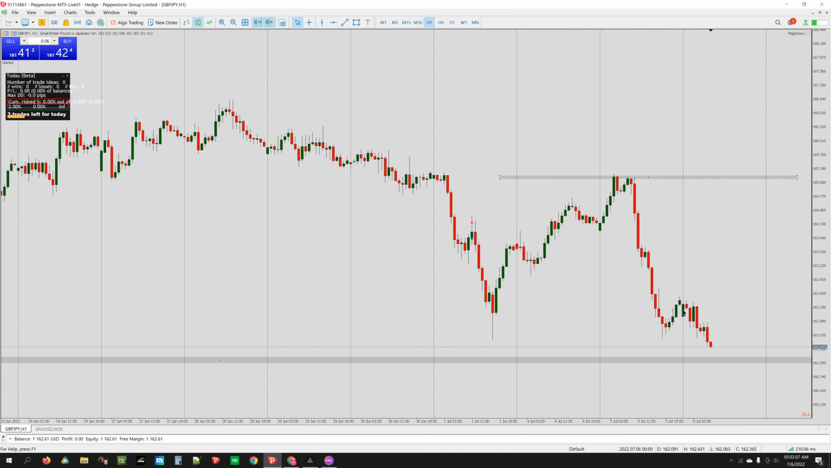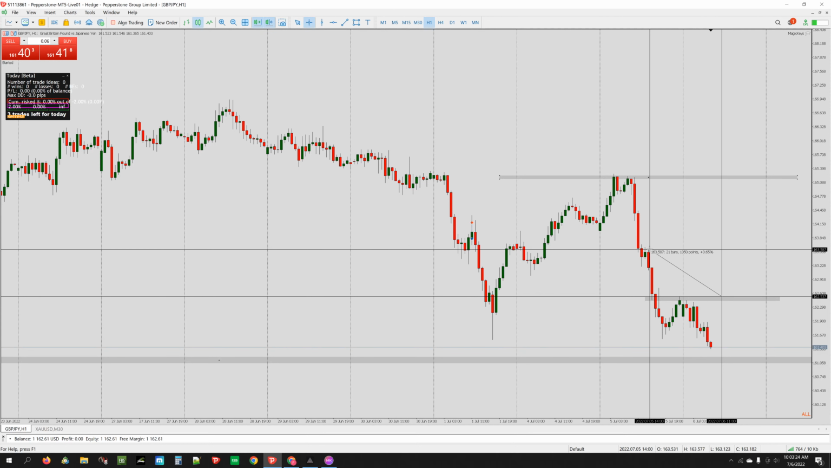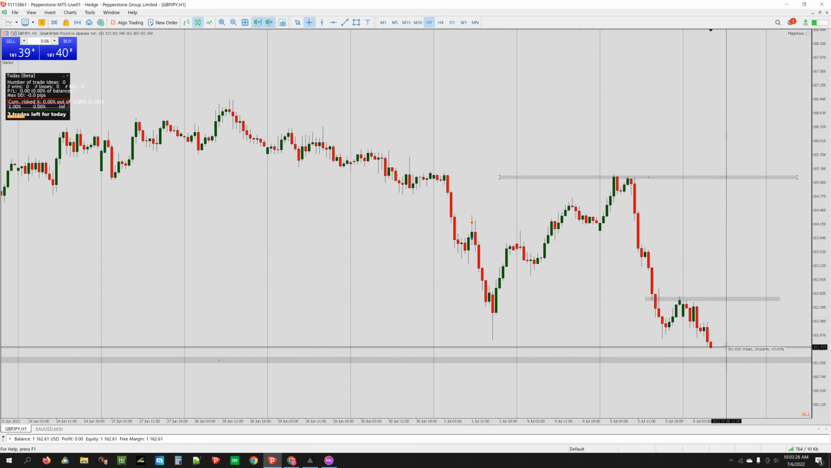And there is another resistance at this area. If we are able to break above the 162.500 area, we can keep pushing up in this 100 pips of range, but we need to first move up like 100 pips to potentially reach the 162.500 area.